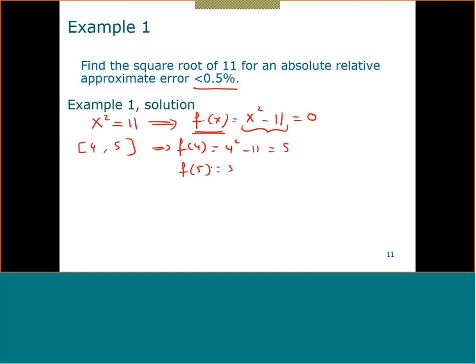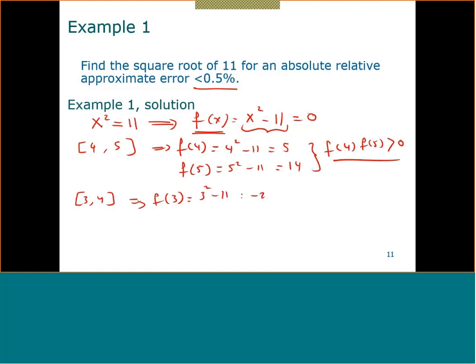Now, if I multiply f of 4 times f of 5, it is more than 0. If it is more than 0, then definitely the answer is not between 4 and 5. So, as we expect, let's start between 3 and 4. Now, f of 4 I already know, I don't need to calculate it. So let me find f of 3, which is equal to 3 squared minus 11, which is 9 minus 11, which is minus 2. So we know that f of 3 times f of 4 is minus 2 times 5, which is equal to minus 10, which is less than 0. So now I know for sure that this is my interval.